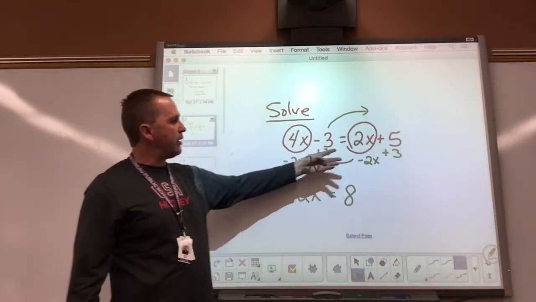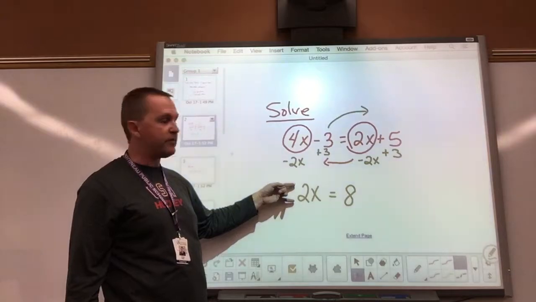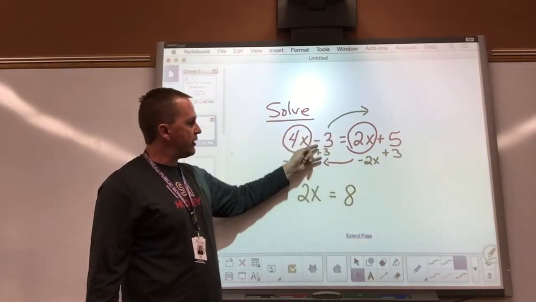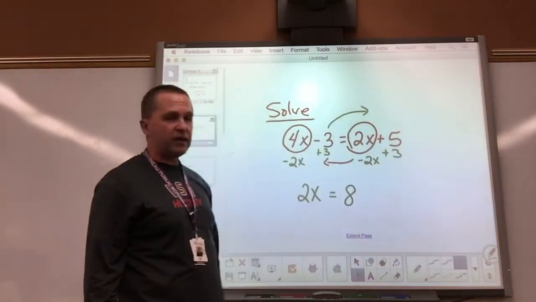So hopefully you see here that I subtracted 2x from this side. I also did it from this side. That put my x's on the left side. I wanted to get the numbers to the other side, so I said, well, let's get rid of the subtract 3 by adding 3. I added 3 here and that gave me an 8.